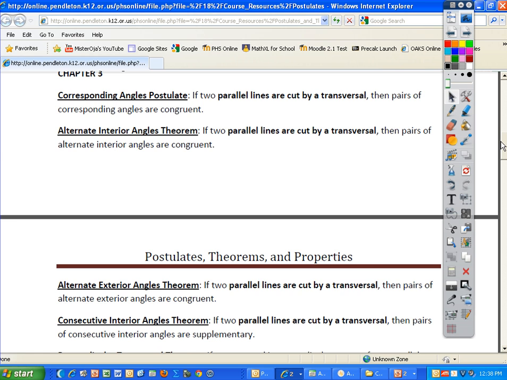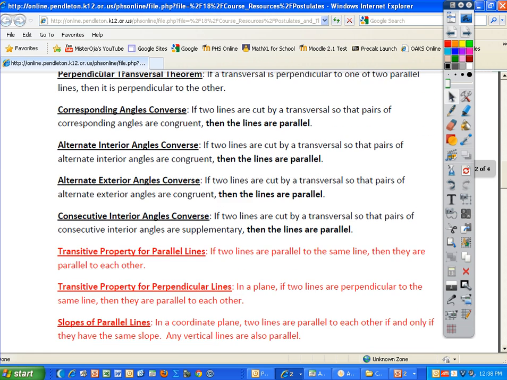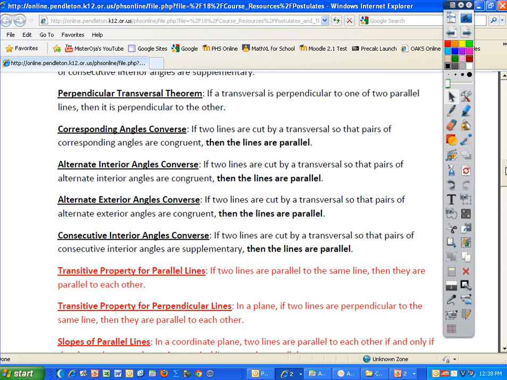But if we scoot down a little bit to the 3.4 stuff, look what happens. Look at the converses, right? The converses, those are the ones that do the opposite. Those are the ones that we've got to draw on if we're trying to prove that lines are parallel. Because look what the last statement is. Then the lines are parallel. Well, that's what we're trying to show here, isn't it?